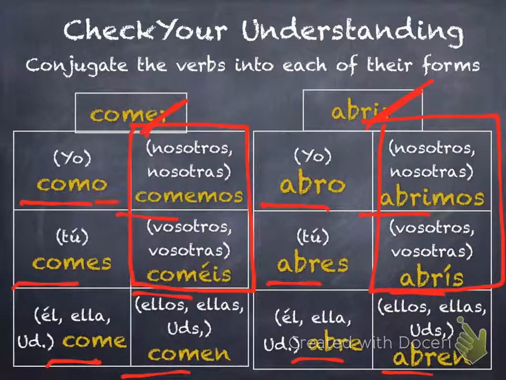Okay, so we have our O, S, E. Now for ER, it starts with E, so we have an E. Emos starts with E, so we have éis, and then N. For the IR, we have the O, S, E, and it starts with I, so it's imos, starts with I, ís, and then N. Right, so that's how to conjugate ER, IR verbs.